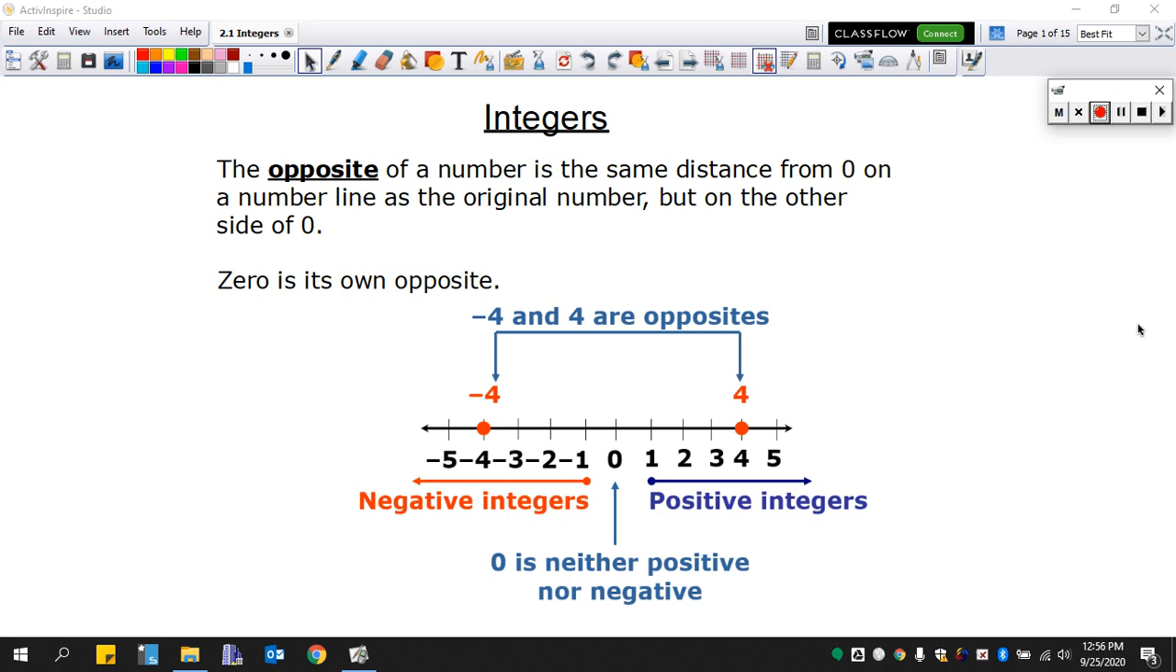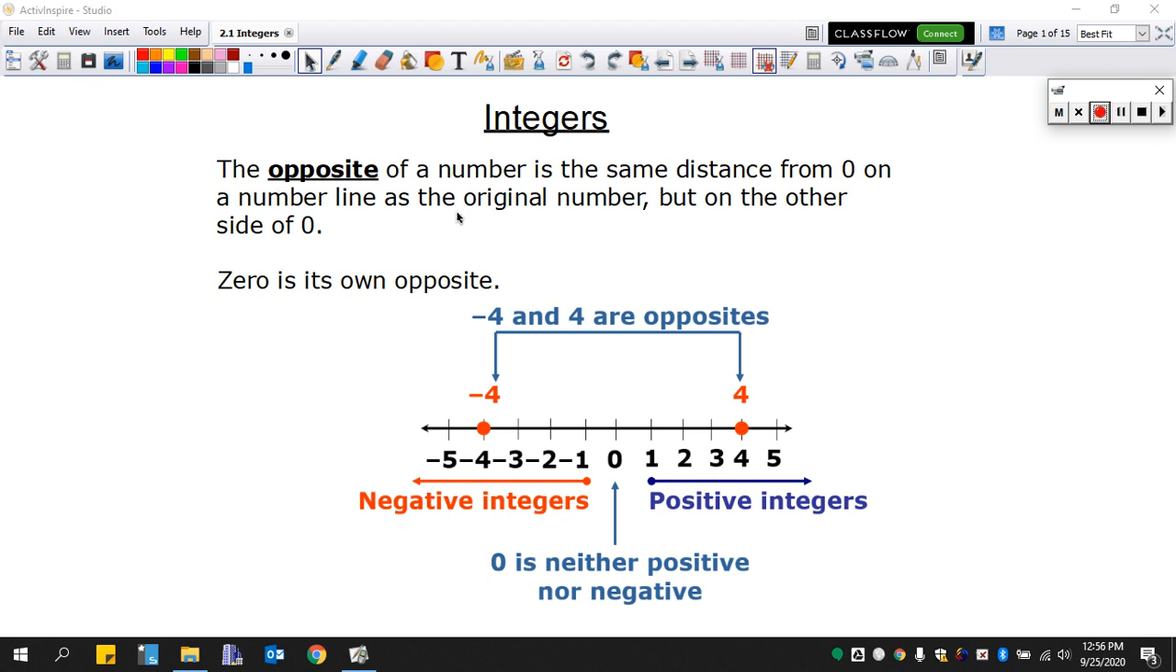And if you're looking on a number line, like the one down here at the bottom, you can see that if you start at zero, zero is always going to be our starting point, and zero is neither positive nor negative. But if you move to the right from zero, you're going to have positive integers, and if you move to the left from zero, you're going to have negative integers, which brings up the relationship between the numbers.